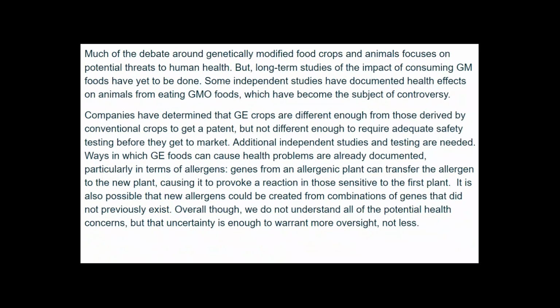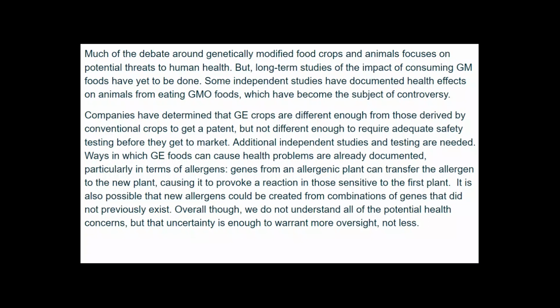Much of the debate around genetically modified crops and animals focuses on the potential threat to human health, but long-term studies of the impact of consuming GM foods have not yet been done. Some independent studies have documented health effects on animals from eating GMO foods, which have become subject to controversy. Companies have determined that GE crops are different enough from those derived by conventional crops to get a patent, but not different enough to require adequate safety testing before they get to the market.